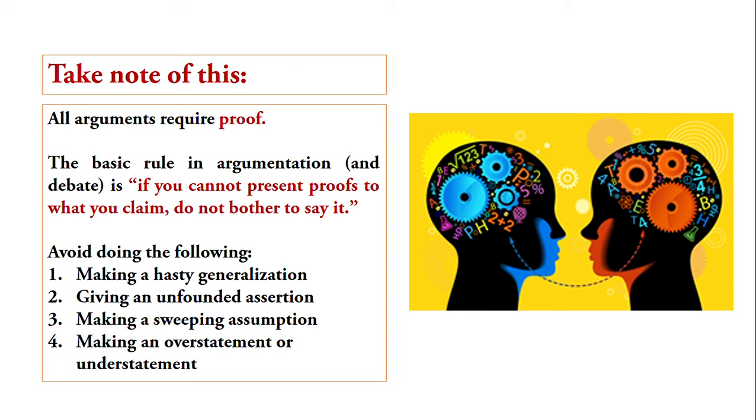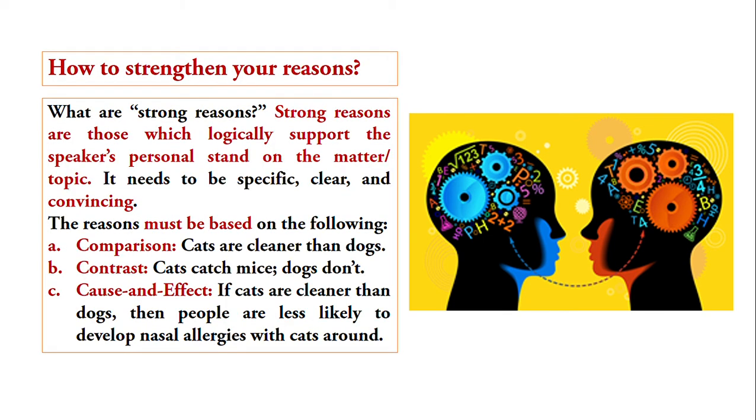The basic rule in argumentation and in debate as well is that if you cannot present proofs to what you claim, do not bother to say it. You need to avoid doing or making hasty generalization, giving an unfounded assertion, making a sweeping assumption, making an overstatement or an understatement. Again, you need to present facts. You need to support each argument with proofs so that there is a guarantee for your part to win the case. So here are ways to strengthen your reasons.